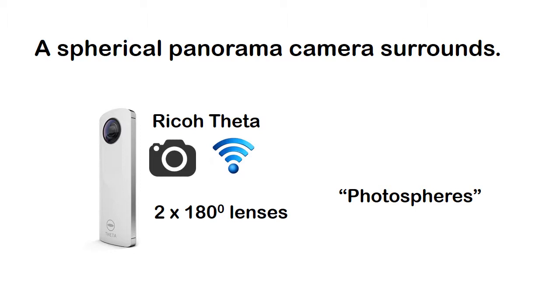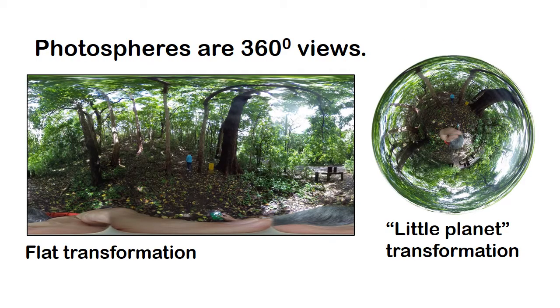The Ricoh Theta camera has two 180-degree lenses, one on each side of the camera. It takes 2 pictures each time it is triggered. The 2 images are combined with software in the camera to make a full 360-degree panorama. Looking at the flat representation of a photosphere isn't very interesting because of the distortion. Similarly, a projection of the full image on a sphere fails to show the full value of these photosphere images.